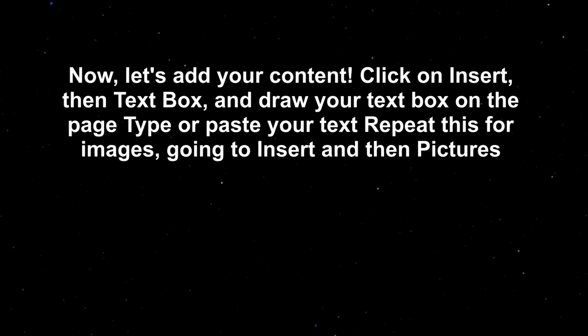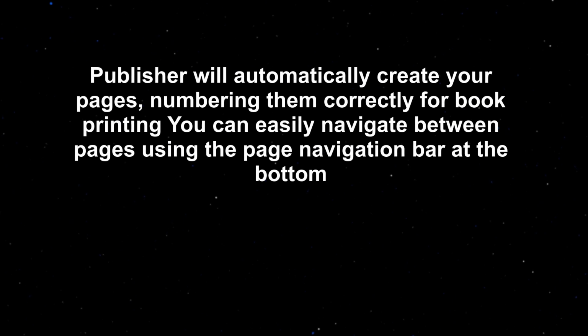Now let's add your content. Click on Insert, then Text Box, and draw your text box on the page. Type or paste your text. Repeat this for images, going to Insert, and then Pictures. Publisher will automatically create your pages, numbering them correctly for book printing.